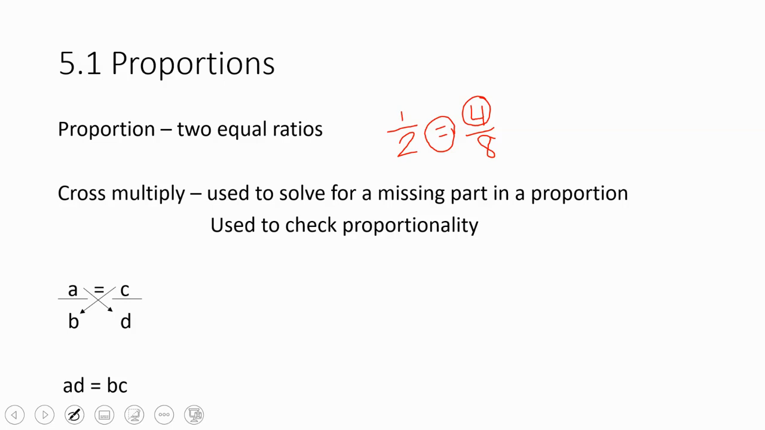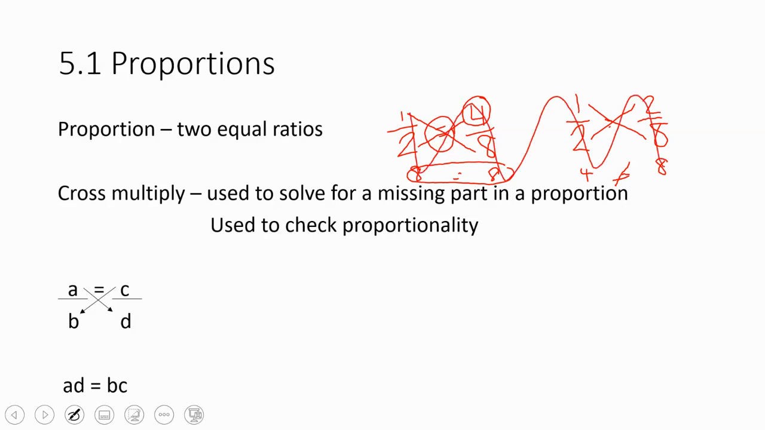There's no missing parts. However, I can cross multiply 1 times 8 and 4 times 2, and that tells me that those are proportional because 8 is equal to 8. If I had 1/2 equals 2/8 and I checked that, that's not proportional. 1/2 does not equal 2/8 because their cross products do not equal each other. We're not really going to be using it that way too much. We're going to be using it to solve for a missing part.